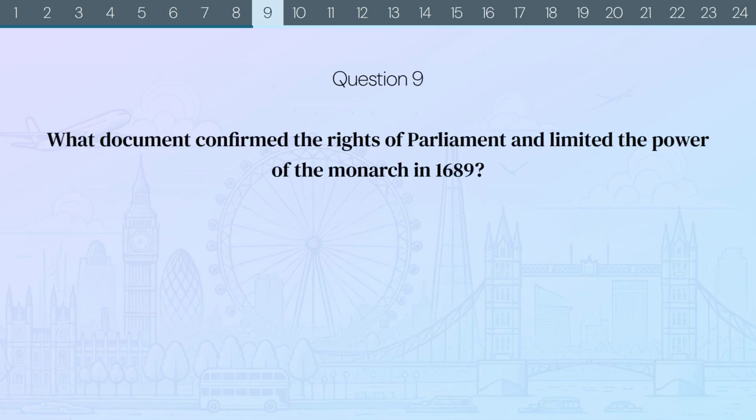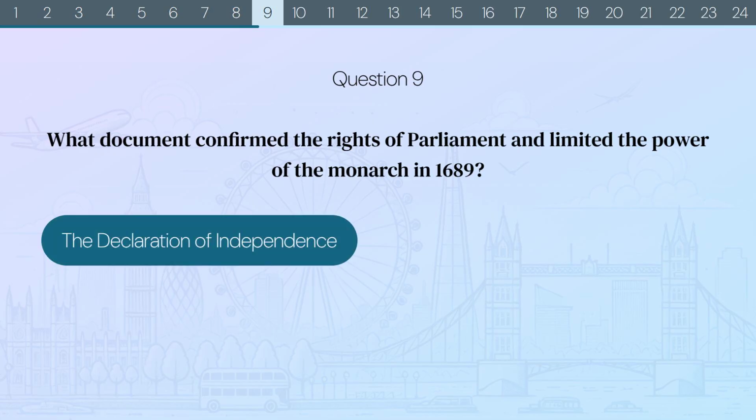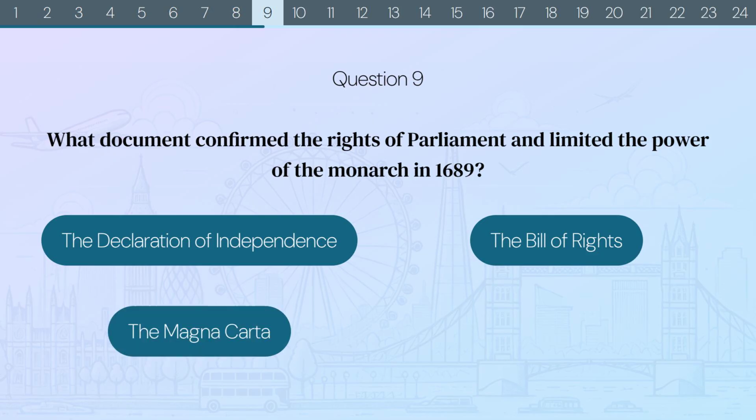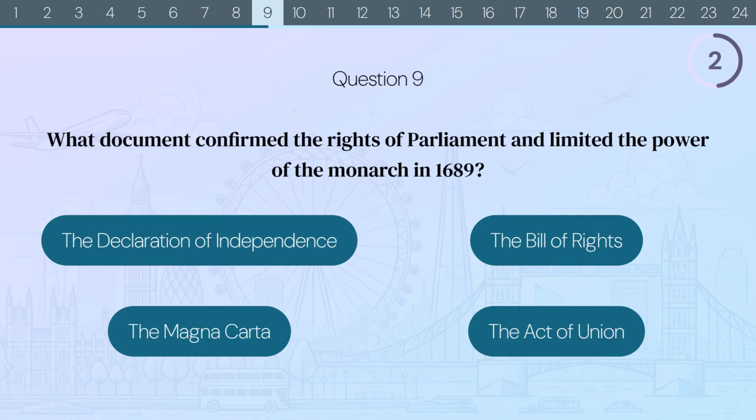Question 9. What document confirmed the rights of Parliament and limited the power of the monarch in 1689? The Declaration of Independence, the Bill of Rights, the Magna Carta, or the Act of Union? The correct answer is the Bill of Rights.